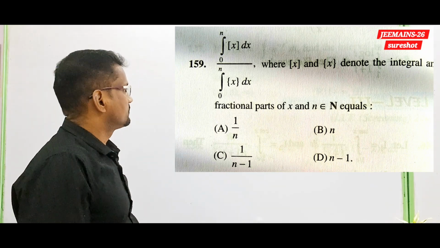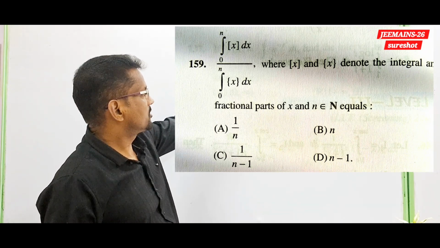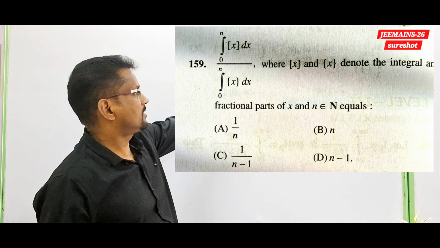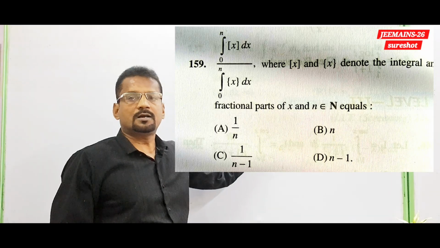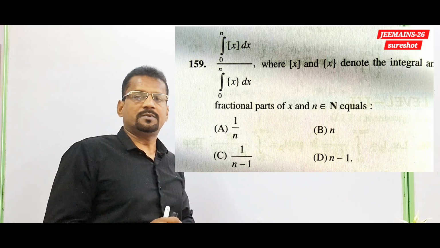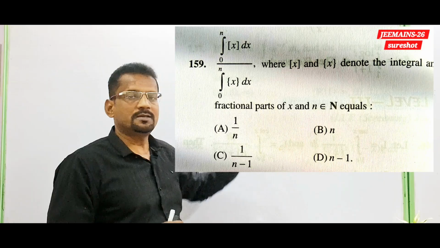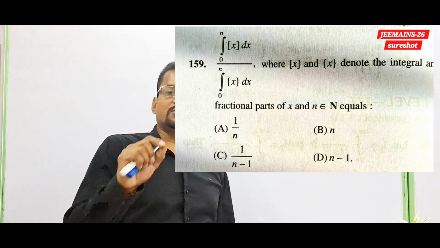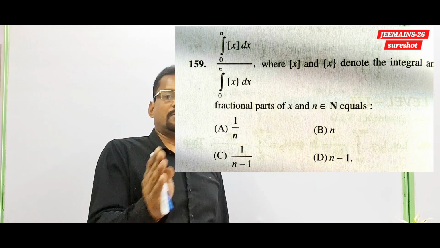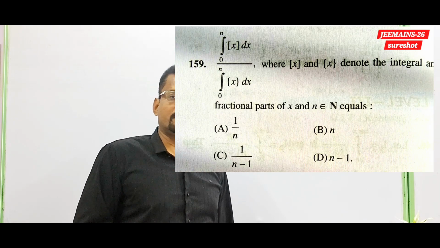Let us see this question. Here the numerator is the integral from 0 to n of the greatest integer function [x] dx, and inside the curly bracket, that is within the second bracket, it is given the fractional part of x, and you can say it's the integral part of x. It means if x is, suppose, 5.7, then the integral part is 5 and the fractional part is 0.7.